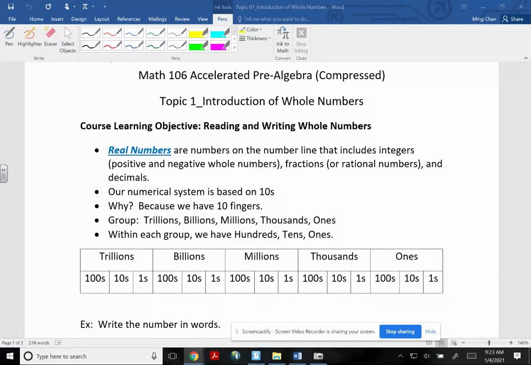So real numbers is the overall umbrella. Underneath the umbrella, you have positive and negative whole numbers, you have whole numbers by themselves, and you have fractions and decimals. All right. Our numerical system is based on tens, simply because we have 10 fingers.